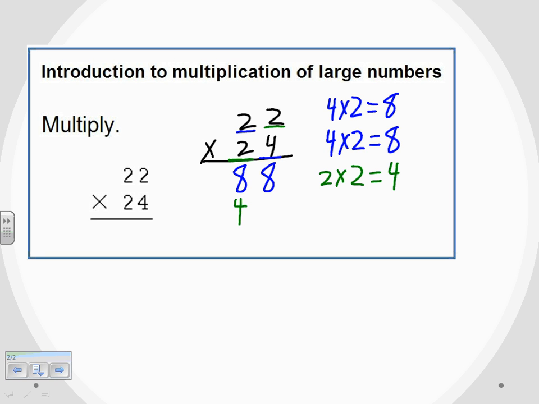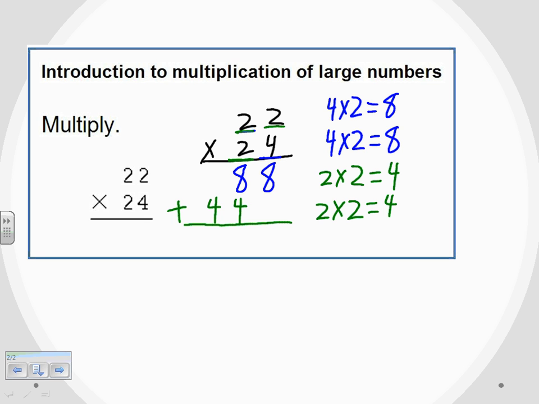Then I move over to the next number, which is the other 2. Again, I'm still multiplying by the 2 on the bottom. So I've got the 2 on the bottom multiplied by that 2 on the top, and again, I get 4. So that's the next digit over to the left. I put in another 4. At this point, I've multiplied everything by the 4, gotten 88. I've multiplied everything by the 2 and gotten 44. So I just need to add these two up.